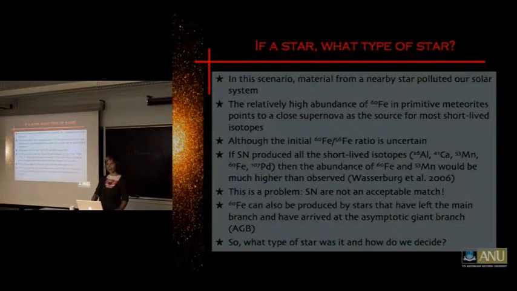Now, iron-60 can be produced in other stars. It can be produced in low and intermediate mass asymptotic giant branch stars. And so we thought if it was a star that produced these isotopes, and it certainly was going to produce iron-60, then how do we decide between the two types?